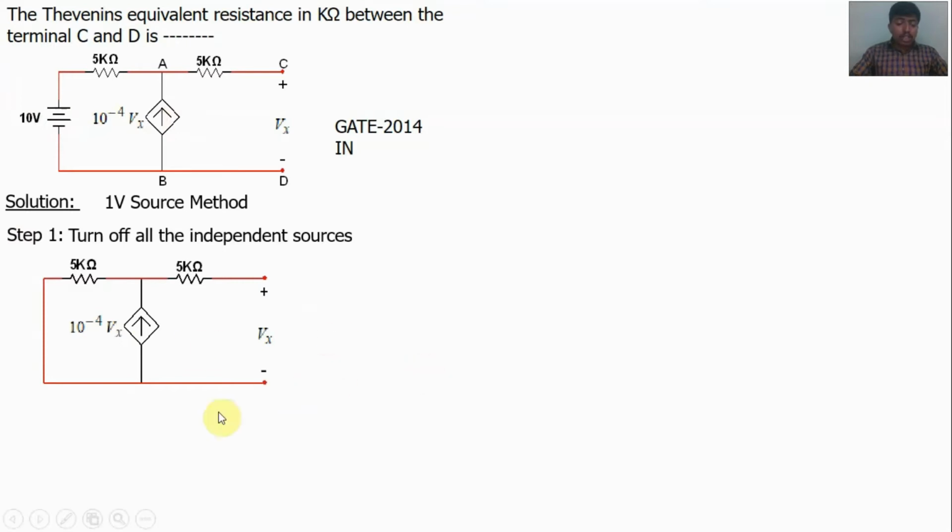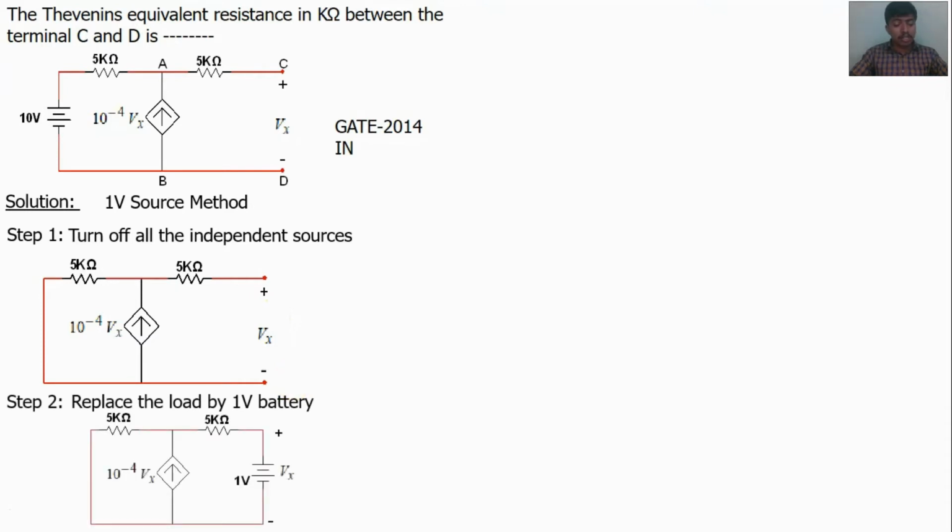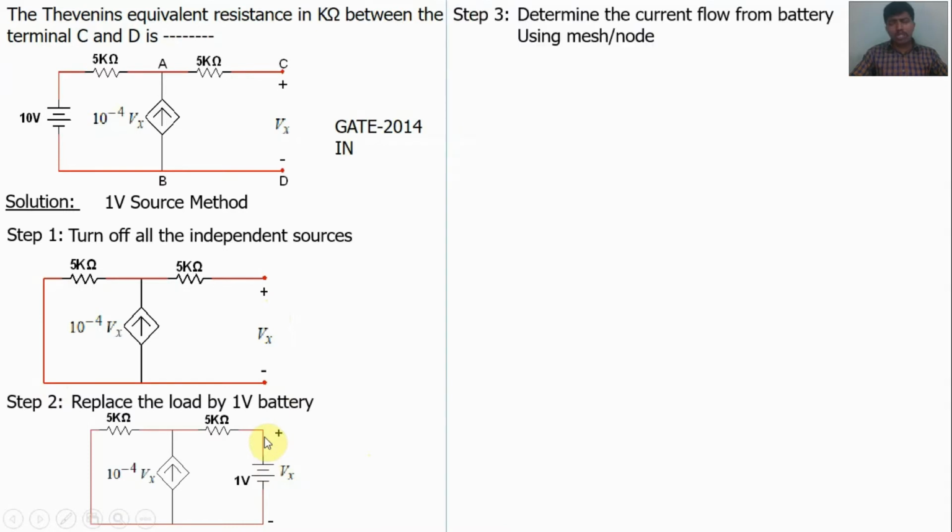Second step, for the calculation of Thevenin's resistance at points C and D, we have to connect a 1 volt battery at this terminal. So now the circuit will become like this. Third step is to find the current flowing out from the source by using mesh or node analysis. If we know the voltage and current at this terminal, we can easily find the Thevenin's resistance. So now my objective is to find the current outflow from the source, IS.